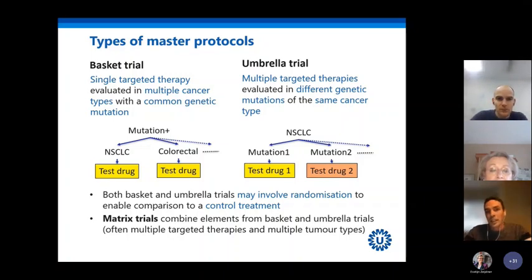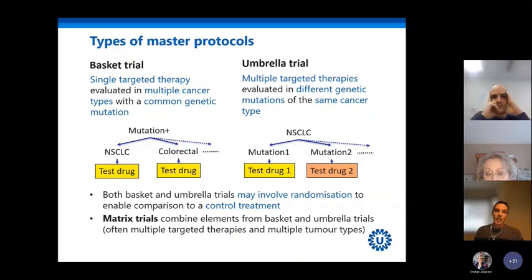In the umbrella trial, they typically restrict to patients that have the same cancer type but different genetic mutations, and then for each genetic mutation, they use a specific targeted test drug. So umbrella trials typically involve several test drugs that are each evaluated in a single genetic mutation, whereas a basket trial typically evaluates only a single targeted therapy.